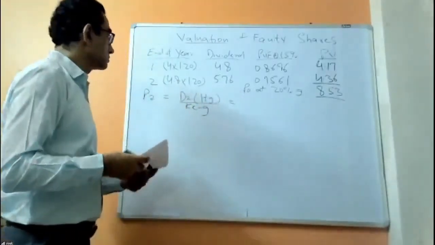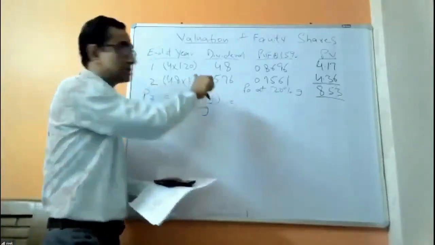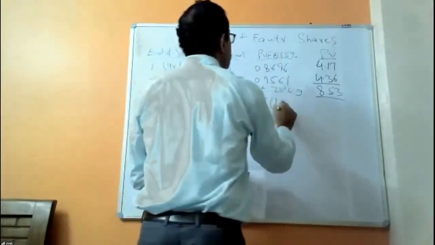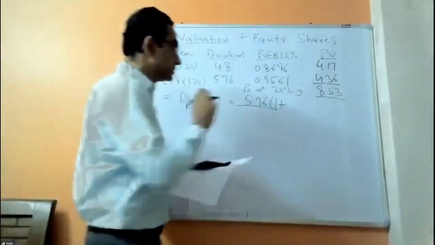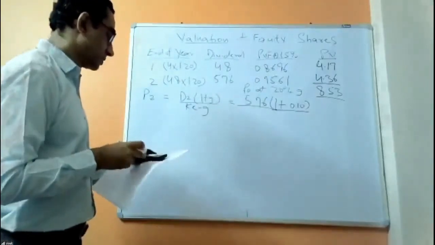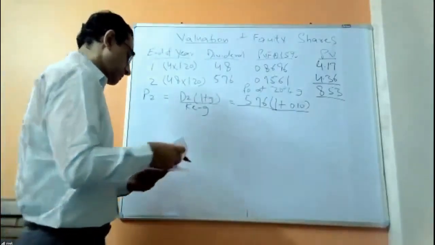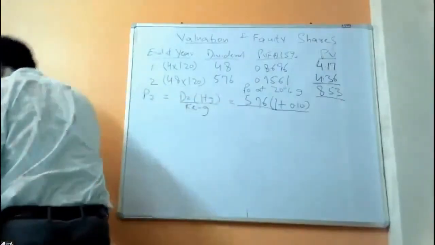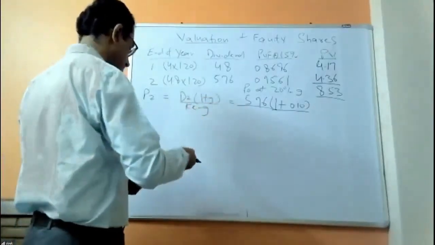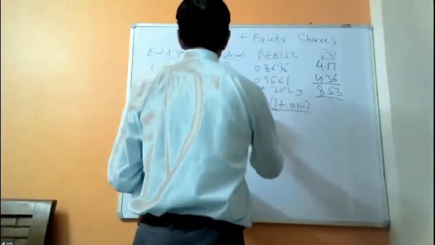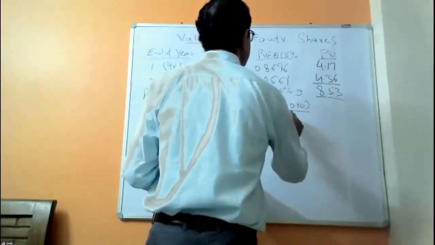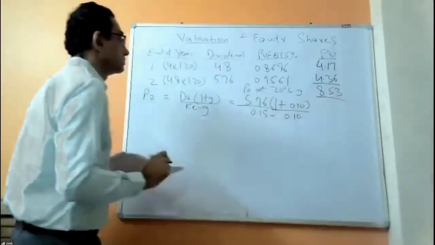Now, the dividend for the second year we have calculated is 5.76. 5.76 multiplied by 1 plus the growth rate. Now the growth rate is not 20%, it is 10%, so 1 plus 0.1, divided by KE minus G. The cost of capital is given in the question, which is 15%. So it will be 0.15 minus the growth rate, which is 10%.